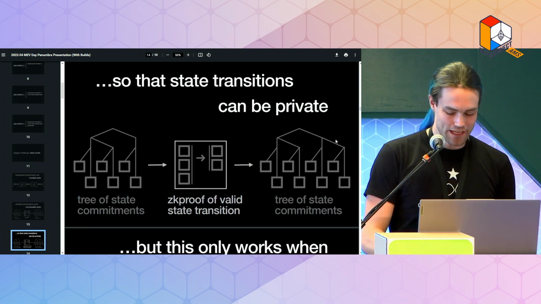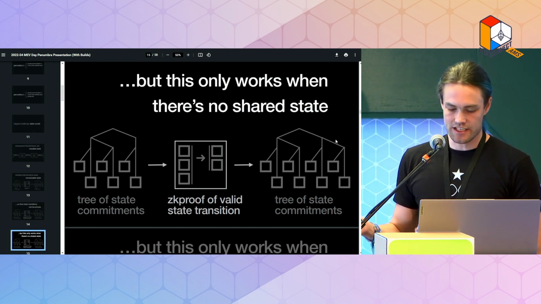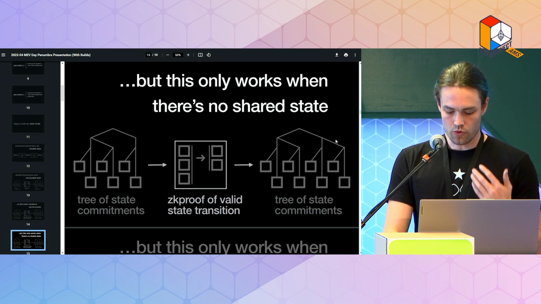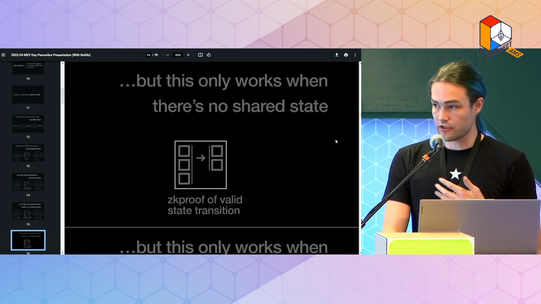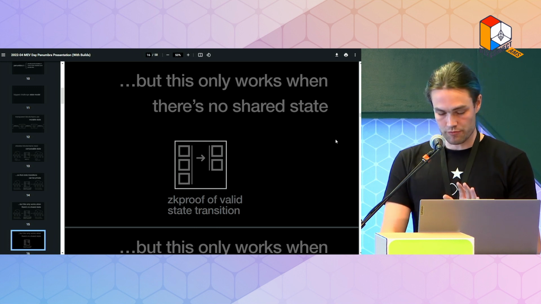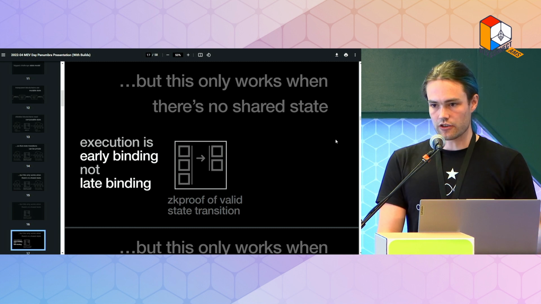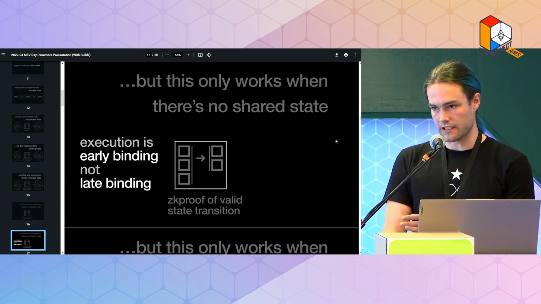Okay, so what's the problem with this? The problem is that this only works when there's no shared state. And why is that? It's because if you look at what's happening inside of this transaction, there are two problems. The first problem is the execution has to be early binding and not late binding, right?